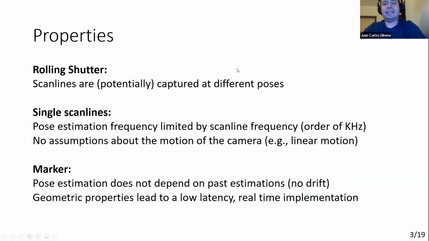So our system has a few nice properties. By using only single scan lines, the pose estimation frequency can now be orders of magnitude higher than the frame rate of the camera, because it will be limited by the frequency of the scan lines. And by using the planar marker, we obtain an absolute geometric reference, which allows our method to estimate the absolute pose without depending on previous estimations. And therefore, compared to previous methods, our method does not drift.